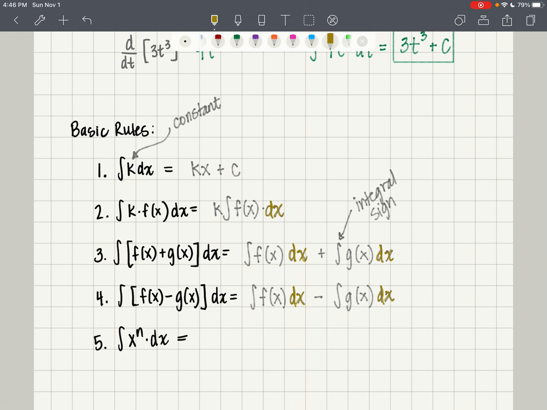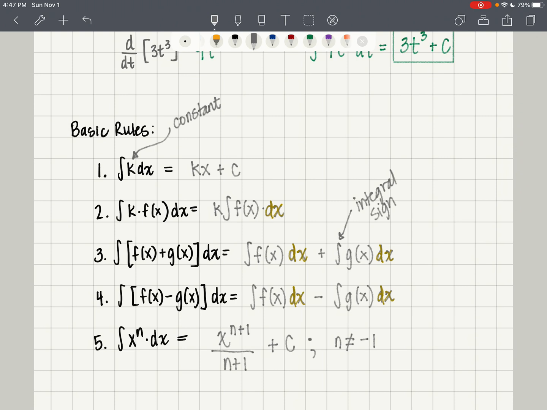Here we have the integral of x to the nth power times dx. That is equal to x to the n plus 1 power over n plus 1 plus c. n cannot equal -1.